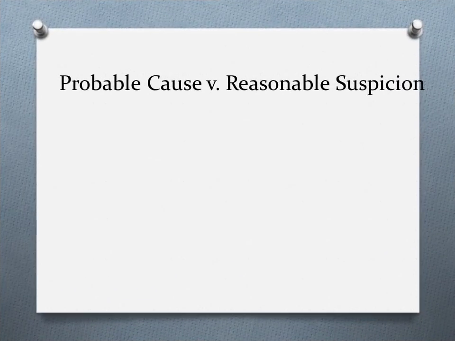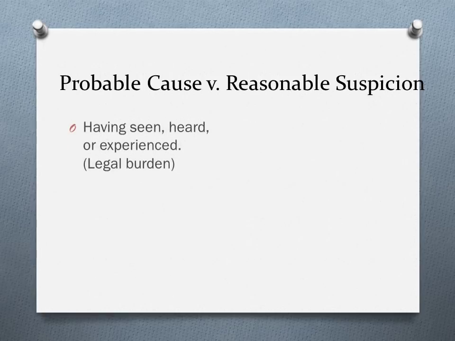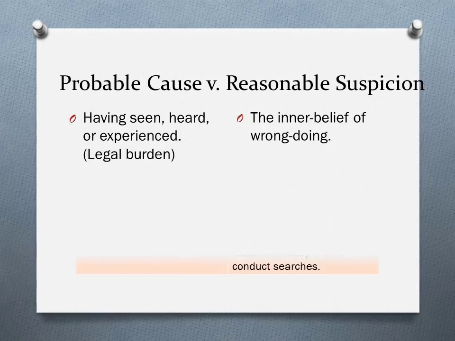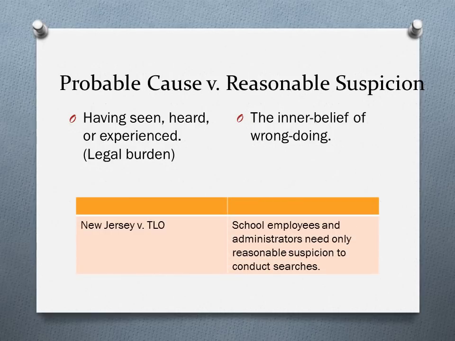It is important that students have a clear distinction between probable cause and reasonable suspicion. Probable cause is when someone has actually seen, heard, or experienced something that certainly makes them believe that there is reason to conduct a search. This is the legal burden that any member of law enforcement must have in order to obtain a warrant and conduct a search. On the other hand, reasonable suspicion is just the inner belief that something wrong has been done. The Supreme Court decision of New Jersey versus TLO actually established that school employees and administrators only need reasonable suspicion to conduct searches. However, a member of law enforcement would still have to obtain probable cause.